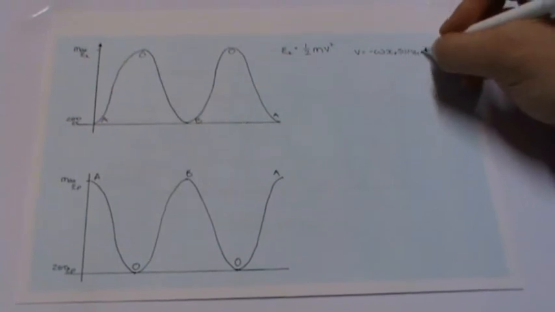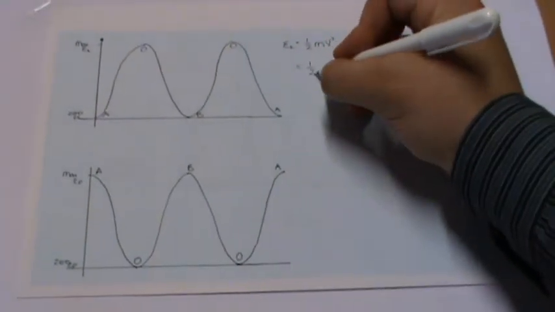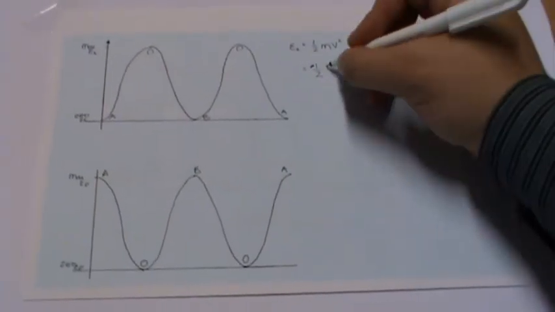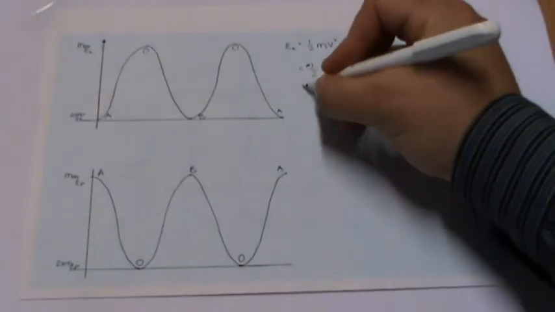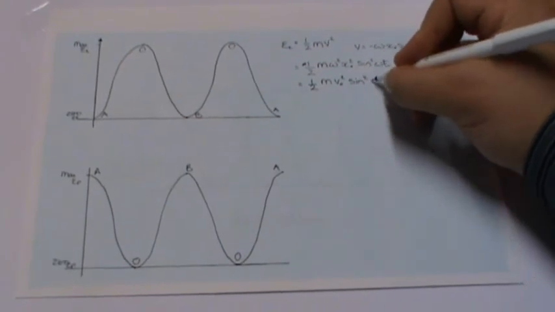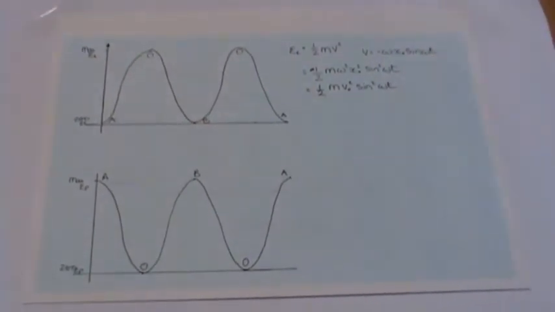So kinetic energy equals half mv squared. We're going to sub in our equation for velocity that we derived in the last lesson, and we end up with half m omega squared amplitude squared multiplied by sine squared omega t. This can be simplified to half m maximum velocity squared multiplied by sine squared omega t.